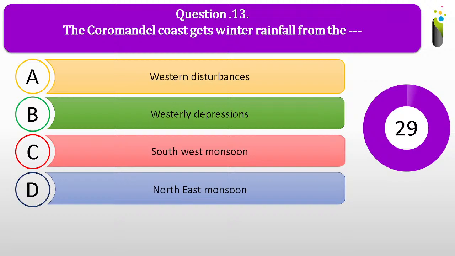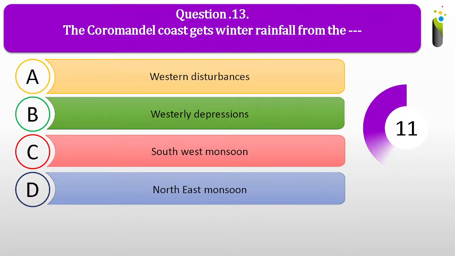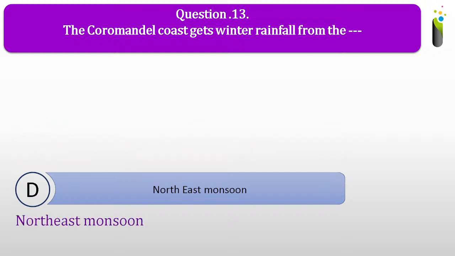Okay, and your time starts now. So come on. The Coromandel coast gets winter rainfall from dash. Yeah, Hendrix, you're correct. He's just enthusiastic. And the correct answer is that the Coromandel coast gets winter rainfall from the northeast monsoon.